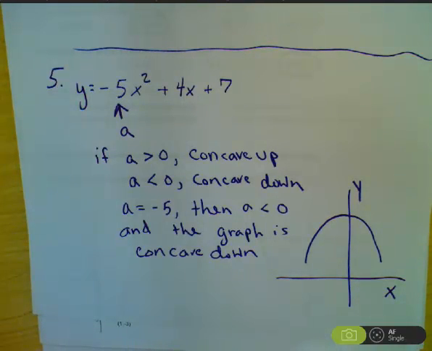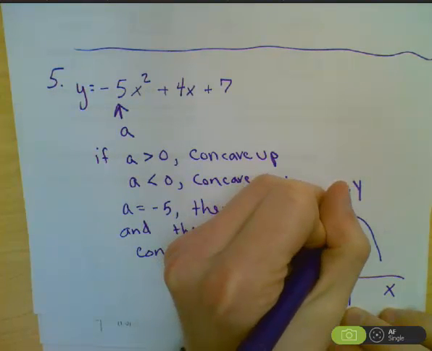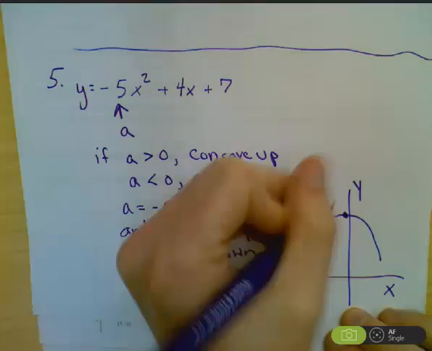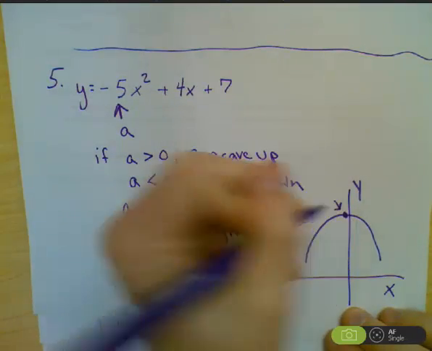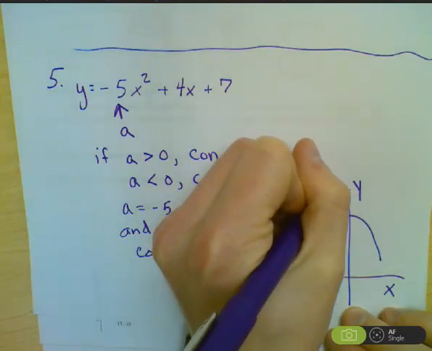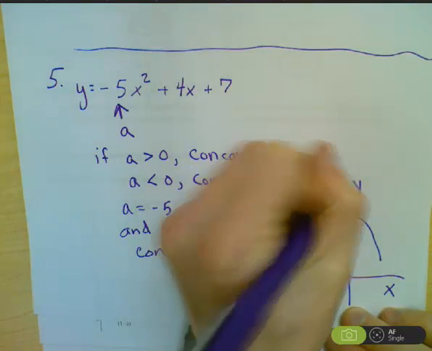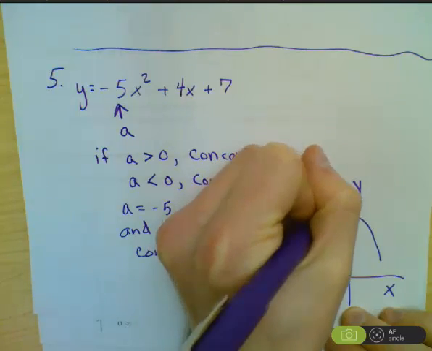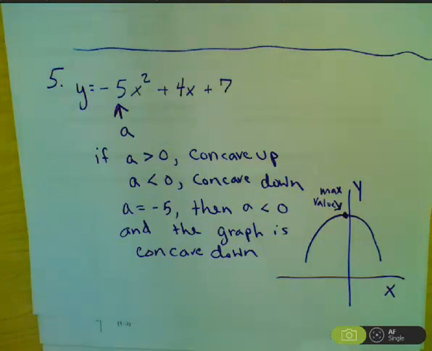So looking at that, a parabola that's concave down is going to have a maximum. It's going to have a point up here that represents the highest y value of our function, and that's going to be a max value. So we know that number 5, the equation is concave down and it has a max value.